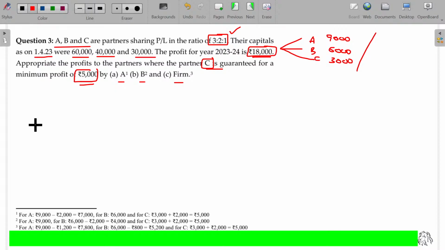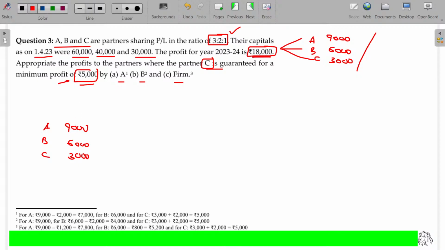Some partners will join demanding a guaranteed salary, meaning profit. So A requests C to invest and become a partner of the firm. C says, no sir, I don't want to take the risk. Rather than investing in the partnership firm, I can invest in the bank and get a decent income. Then A says, don't worry. Even if there is a loss, I will guarantee to pay you 5,000 rupees. That is called a guarantee. In this case, as per the P&L ratio, ABC will get 9,000, 6,000, 3,000.